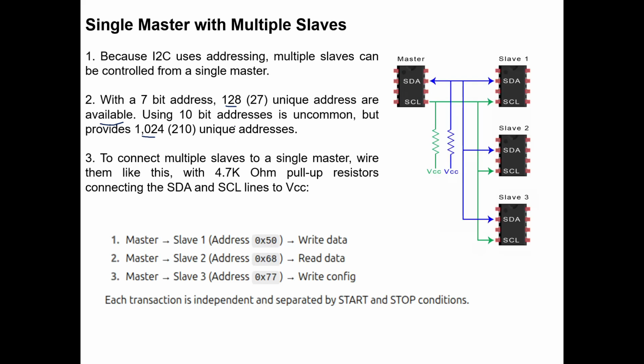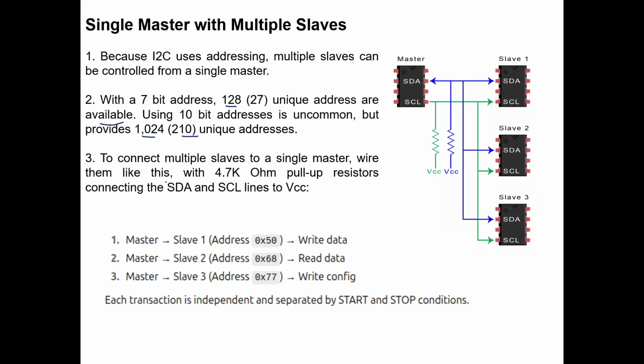It is uncommon, but it provides 1024. So the 7-bit is the most common, and most commonly it is sending those unique addresses, practically. See how multiple slaves are connected to a single master.